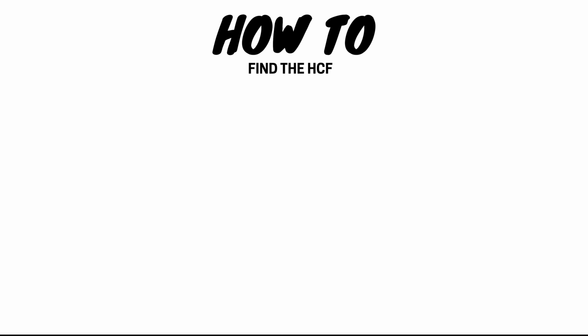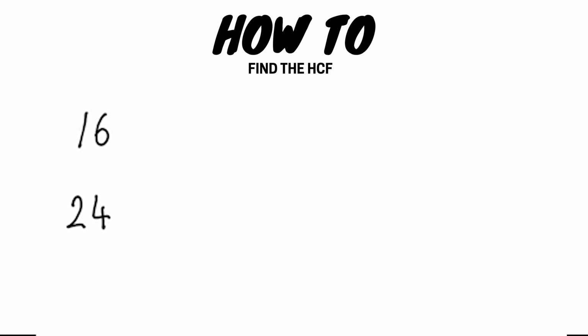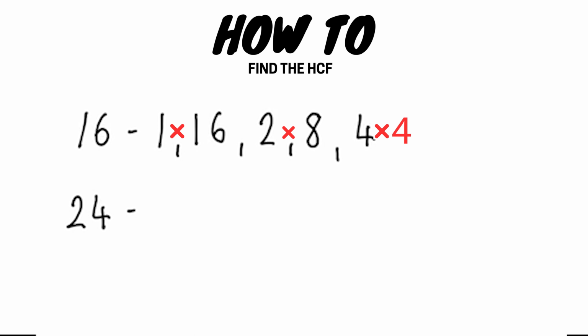In this video, we're going to find the highest common factor of 16 and 24. Firstly, we are going to list all the factors of 16. This means writing out all the numbers that multiply together to give 16.